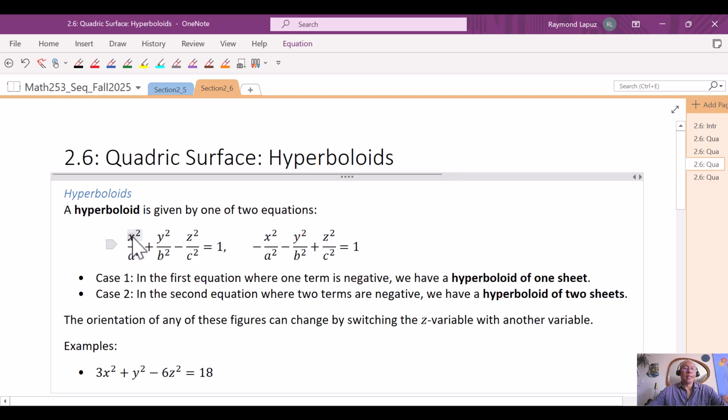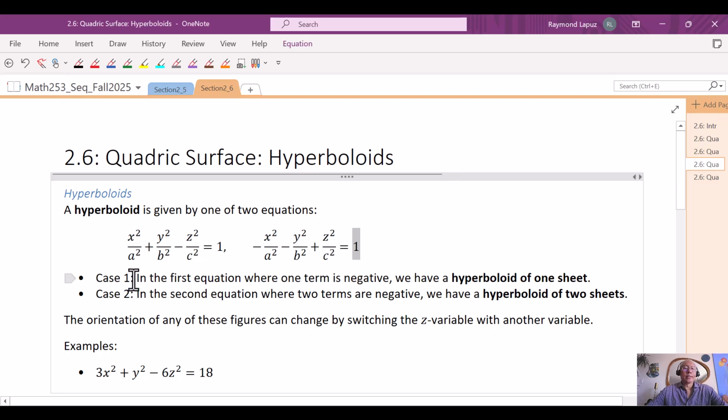So there's one case where two of the variables are positive and the third variable is negative. And there's a case where two of the variables are negative and the last variable is positive. And if we write this in standard form, where the constant on the right hand side is equal to a positive 1, then we can take a look at this first case and second case as a hyperboloid of one or two sheets.